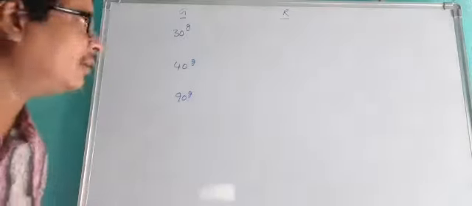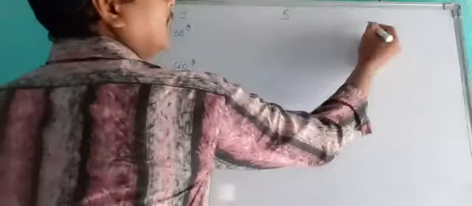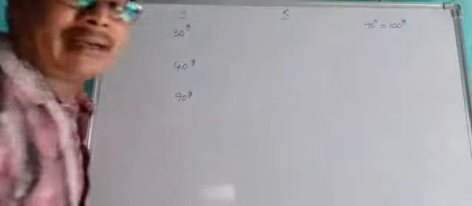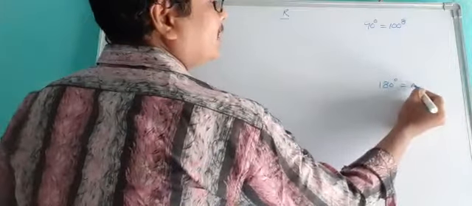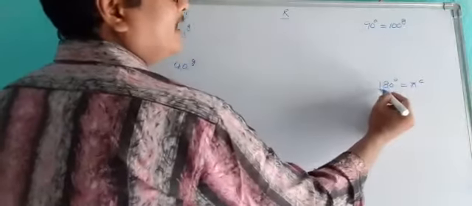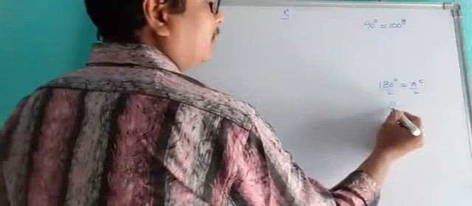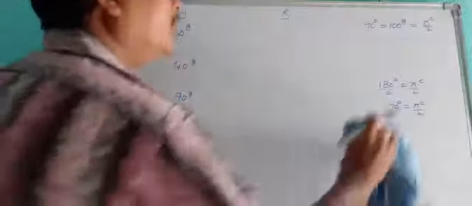The next one, grades in terms of radians. Already you know 90 degrees equal how many grades? 100 grades. But 180 degrees equal how many radians? Pi radians. But this is 90 degrees, that means you divide by 2. So 90 degrees equal pi radians by 2. So 90 degrees equal 100 grades equal pi radians by 2.